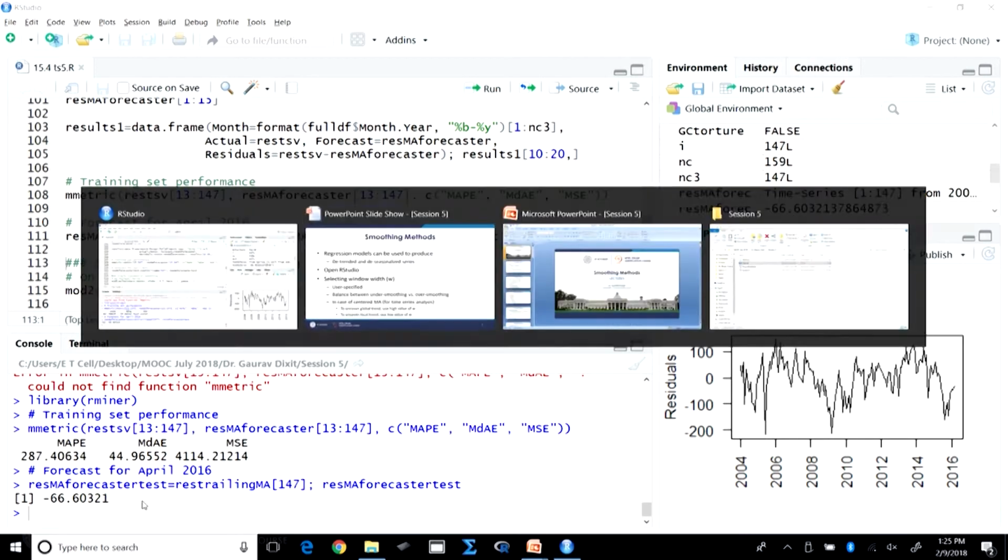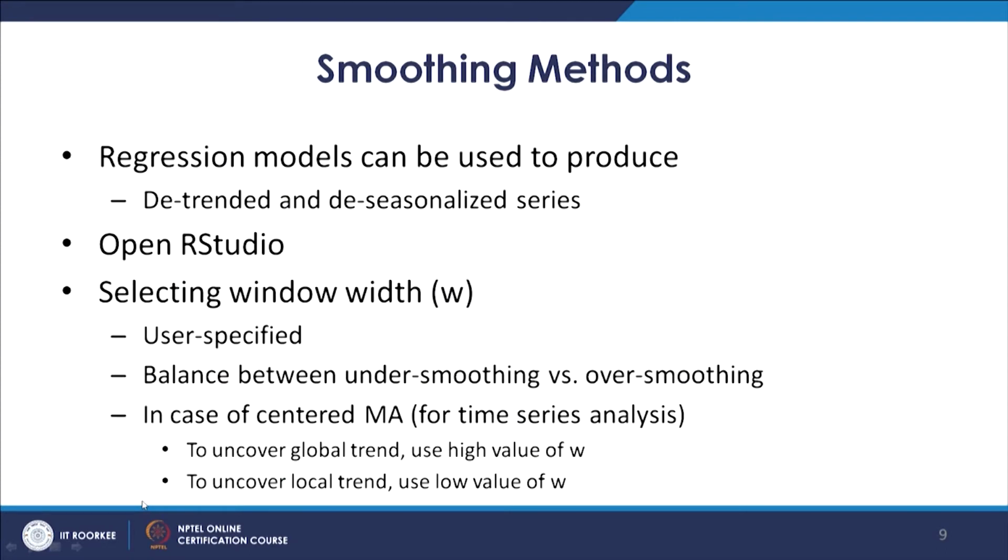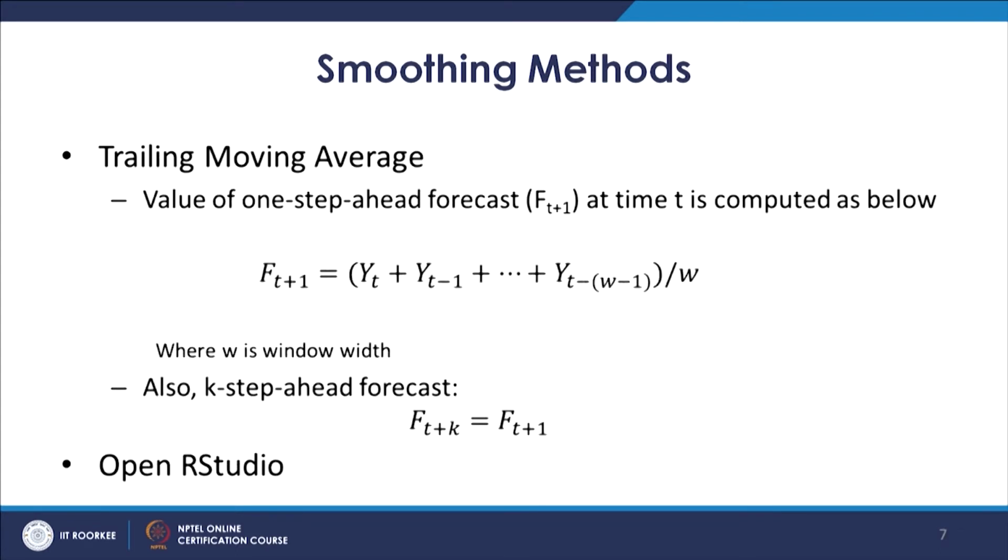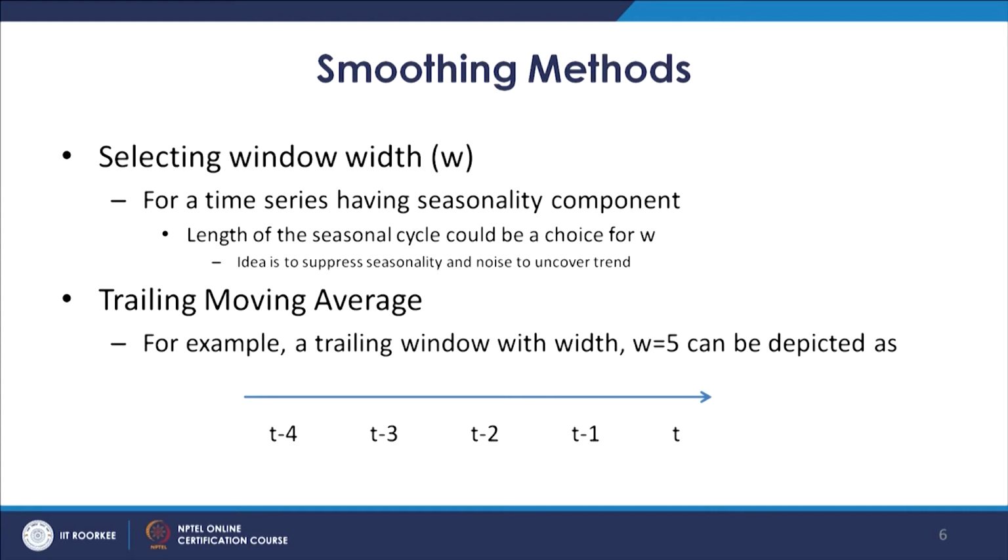Now let's go back to our discussion. Now how do we select the window width? A few things we have discussed in the previous lecture also, so let's revisit. For a time series having a seasonality component, the length of the seasonal cycle could be a choice for W. The main idea being that we can suppress the seasonality and noise, and we would be able to uncover the trend. So this is mainly a rule of thumb for a time series having the seasonality component.